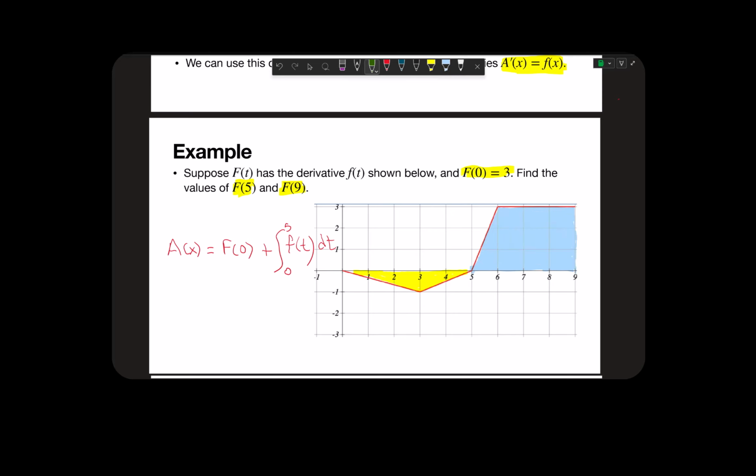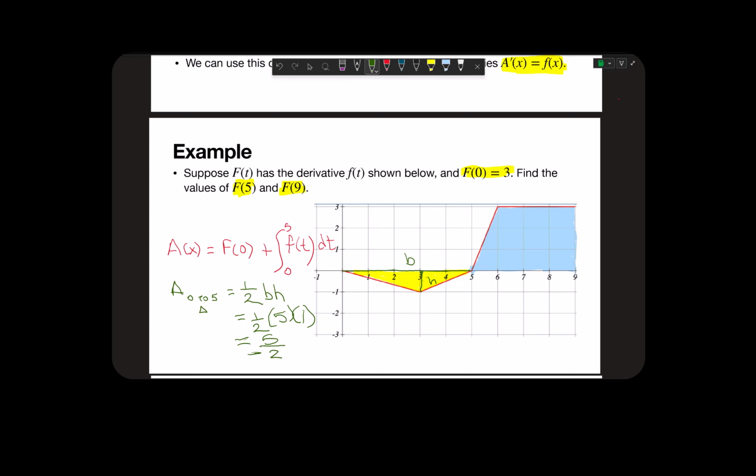To find the area from 0 to 5, I can recognize that this is a triangle, and that's going to equal 1/2 base times height. My base here is from 0 to 5, and this right here would be my height. So my base is 5, and my height is 1. So my area is 5/2. But because it's below the x-axis, it's negative.